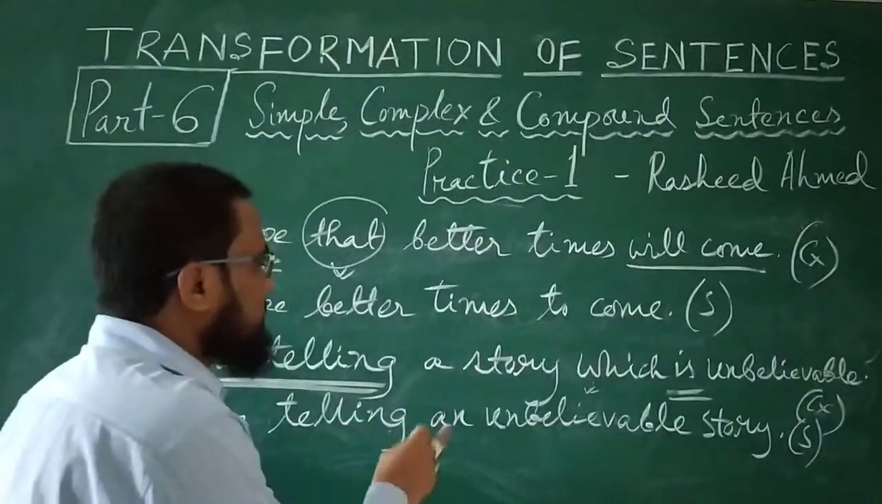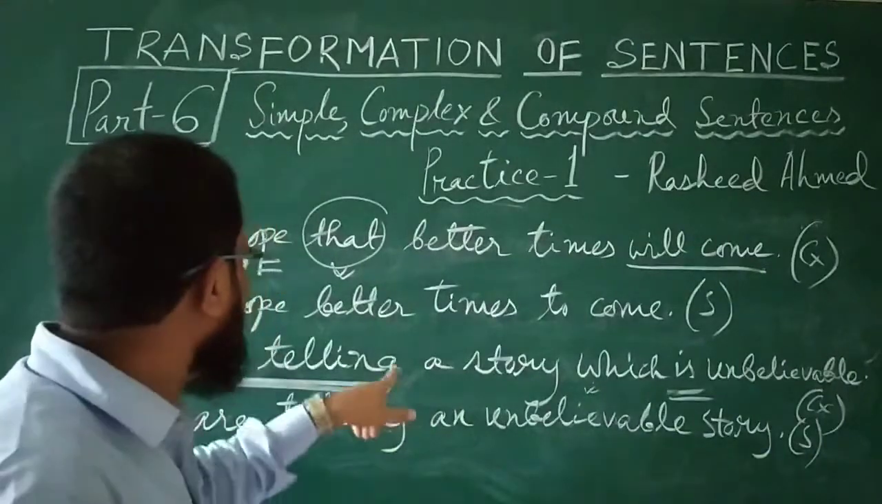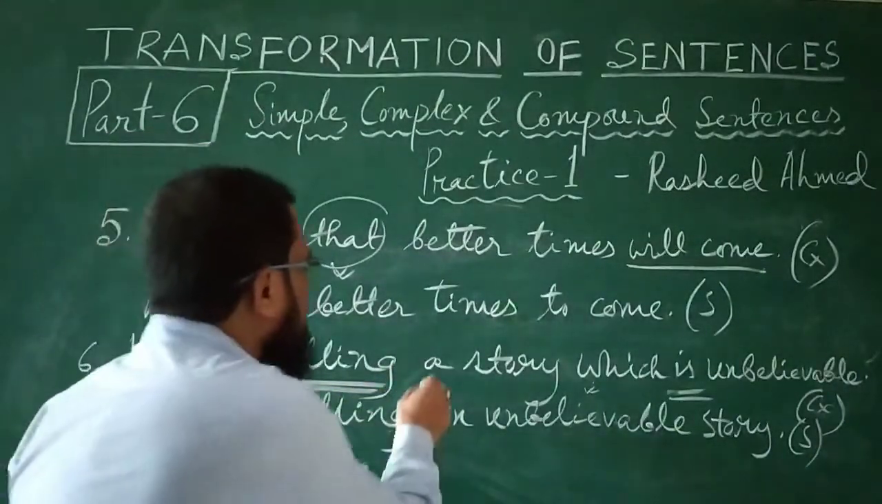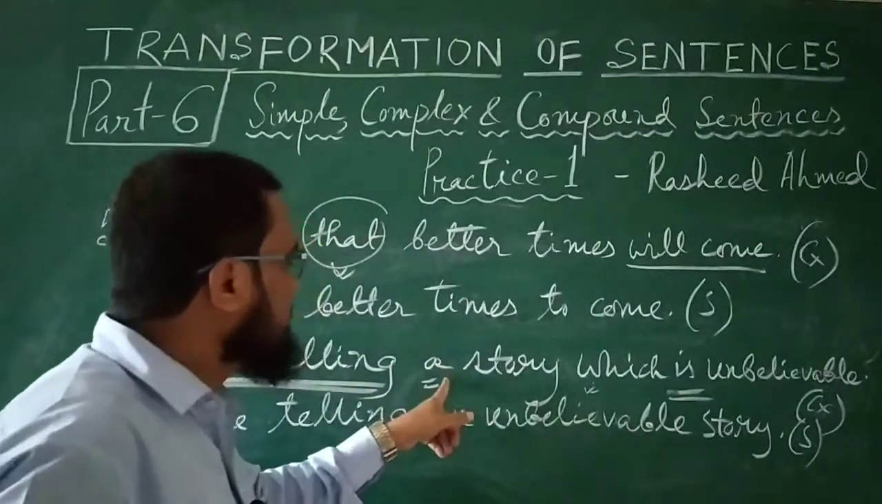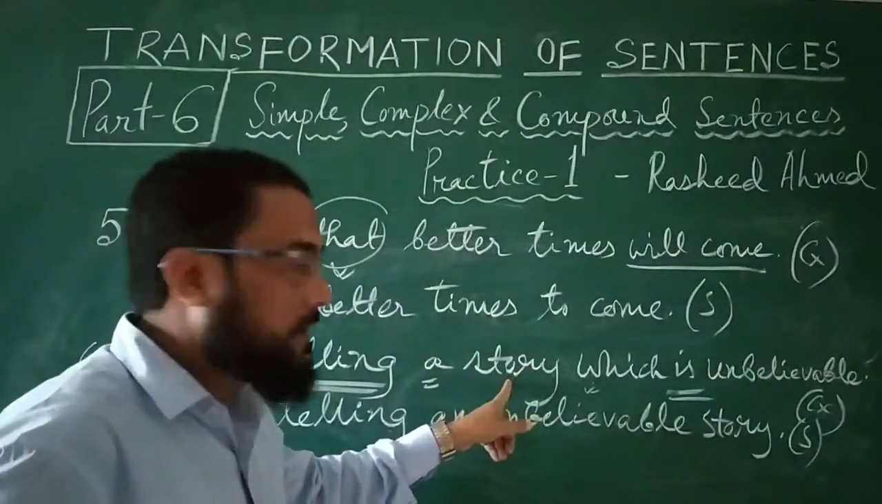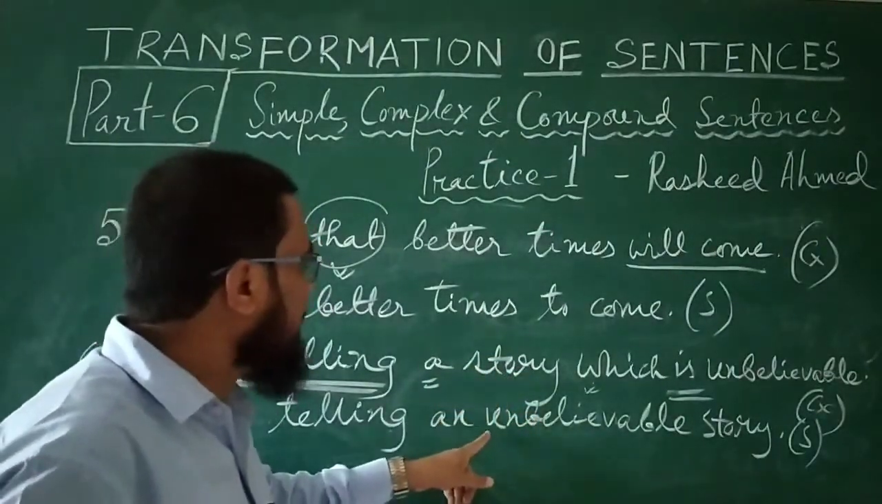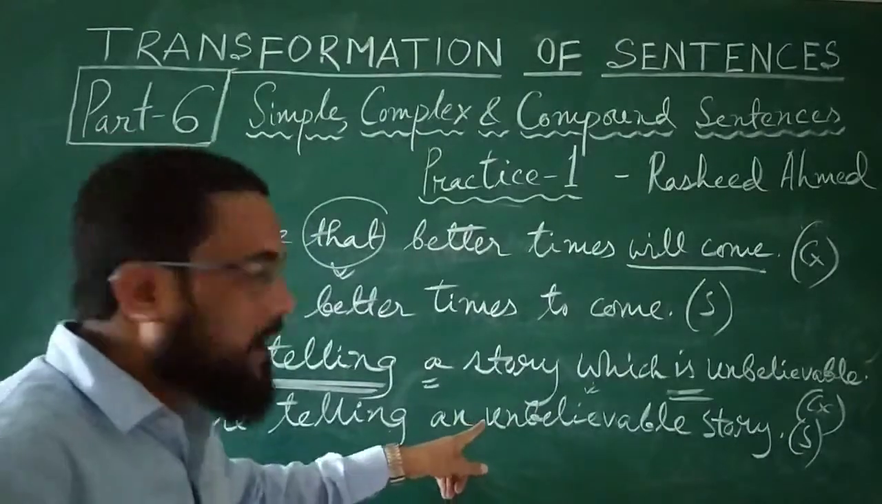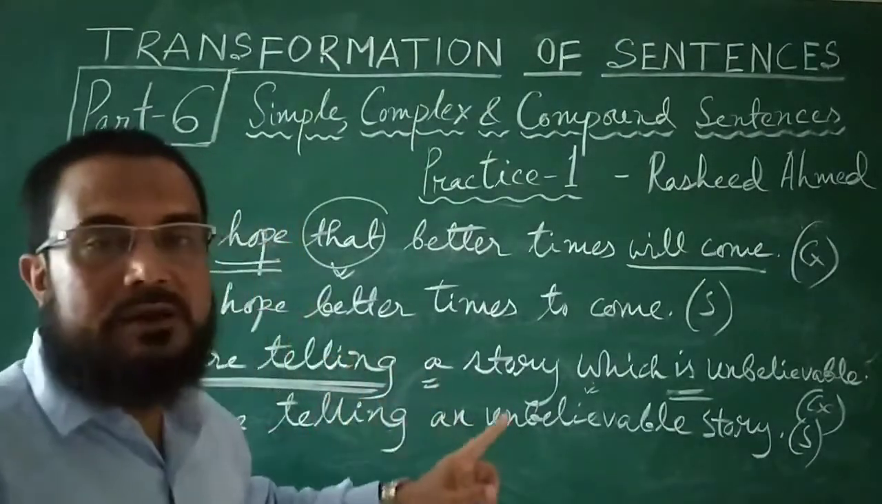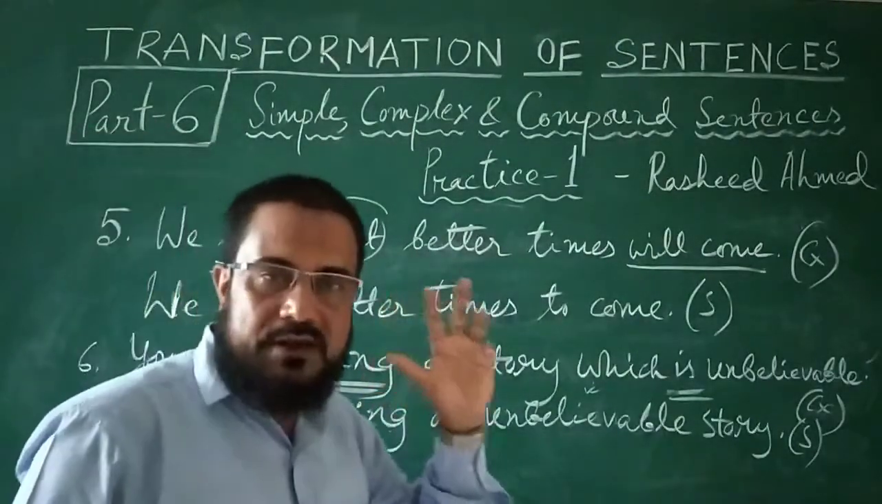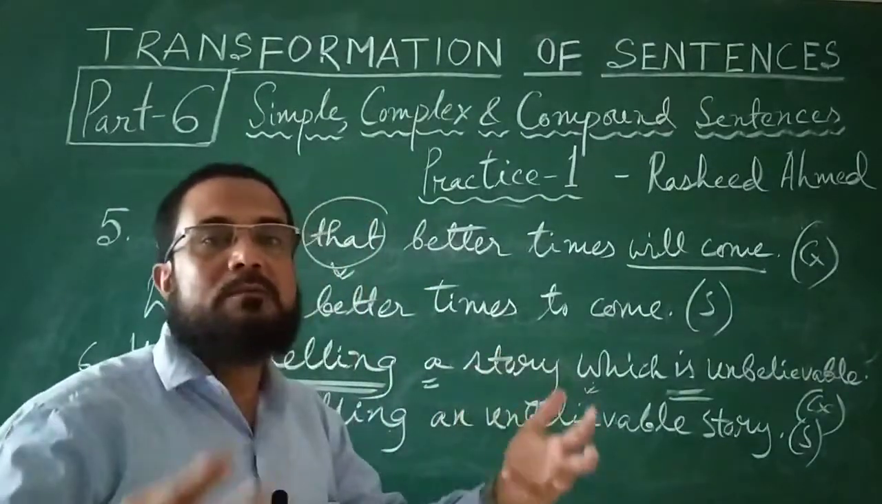And when you write this, remember many students make mistakes. Here in the question, you are telling a story. A is written because after this there is the word story. But when you are writing unbelievable, before this the article used should be an: an unbelievable story. A story which is unbelievable, an unbelievable story.